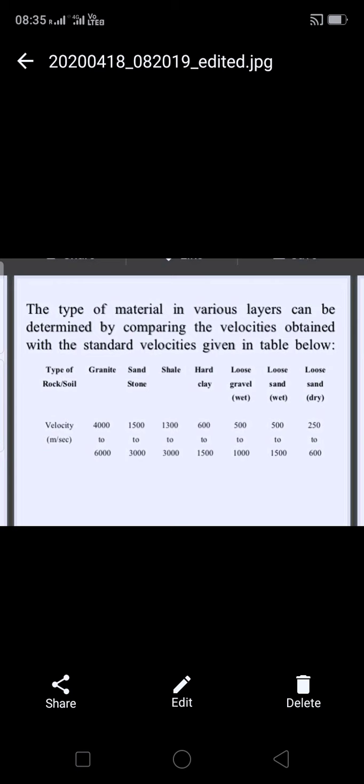Suppose you have granite, the velocity is 4000 to 6000. If there is sandstone, the velocity is 500 to 3000. The velocities are different, and if you get a velocity range like this, you can say that this type of soil will be there. Okay, now what are the limitations of the seismic method?